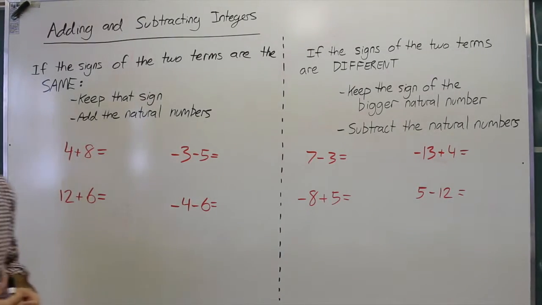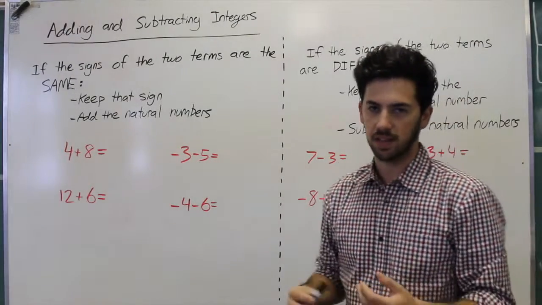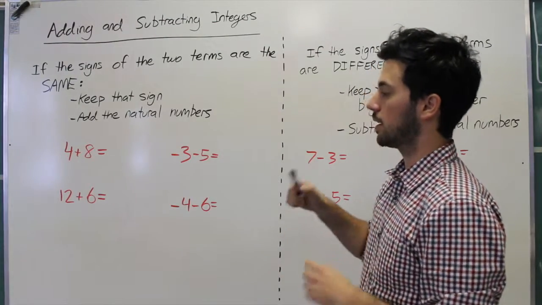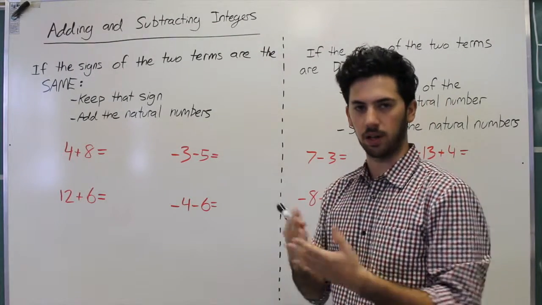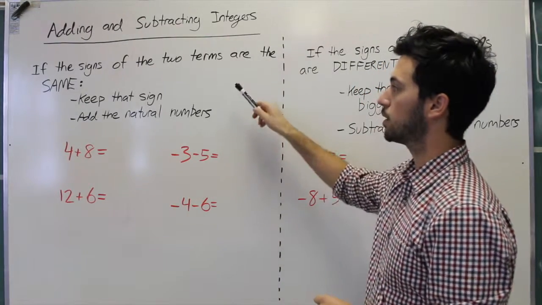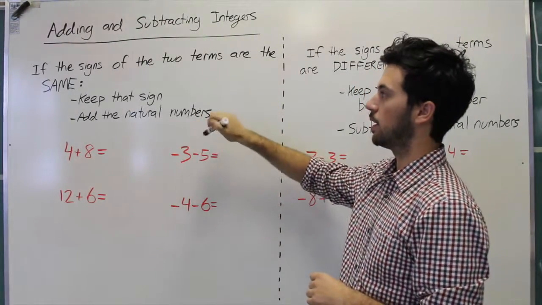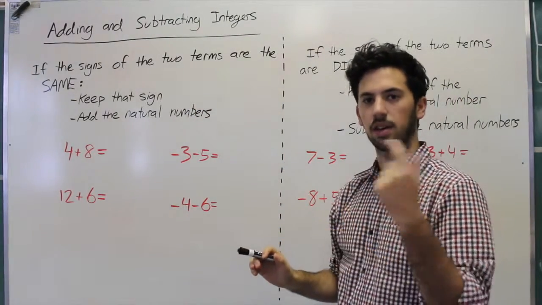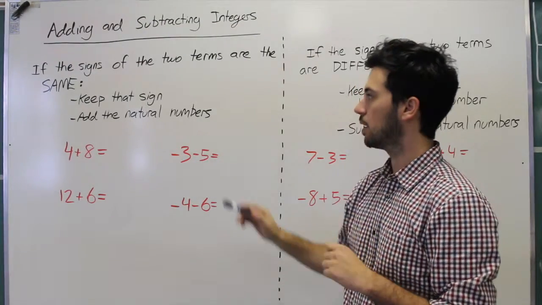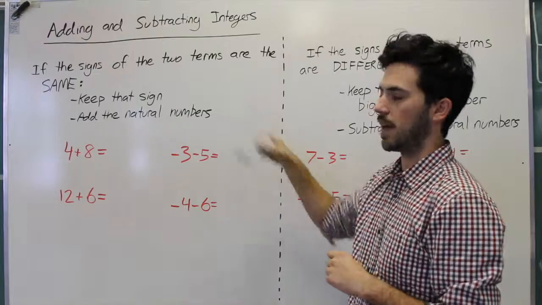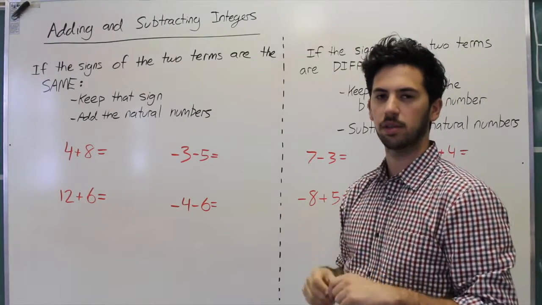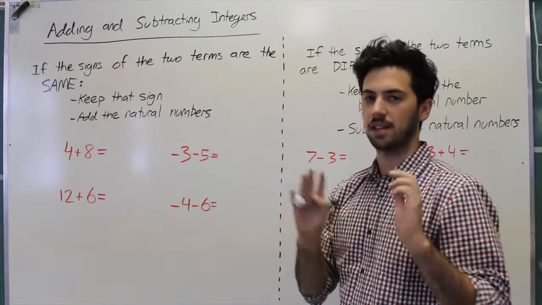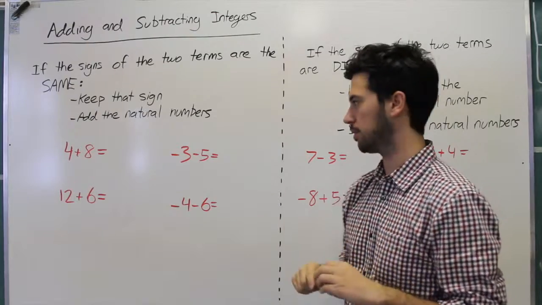Okay, so now we need some rules, because sometimes it's not so easy to think about the number line, and especially not easy to draw the number line. So here are some rules so that without drawing a number line, we can always get these questions right. So first of all, we have to look at what numbers we're given. I wrote here, if the signs of the 2 terms are the same, meaning a positive and a positive, or a negative and a negative, we keep that sign and we add the natural numbers. Remember, the natural number is the positive version of that number. So even if we're talking about a negative number, its natural counterpart is positive.